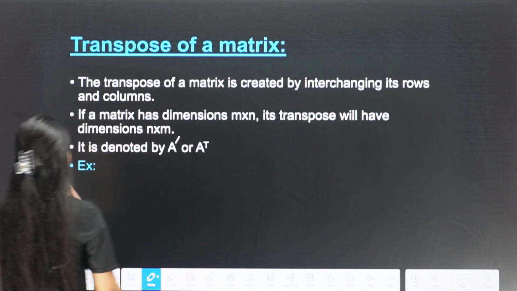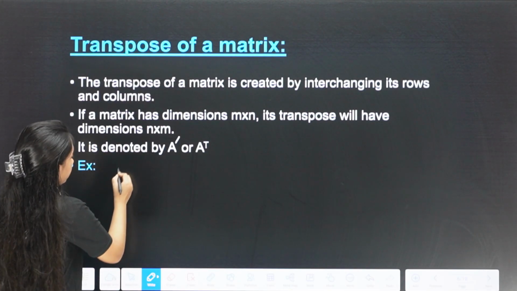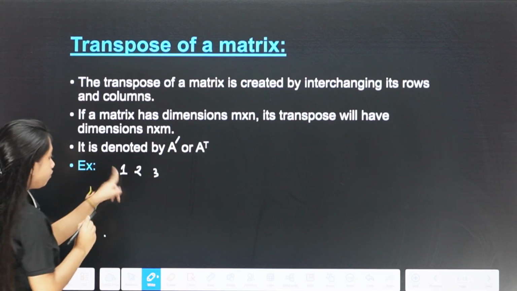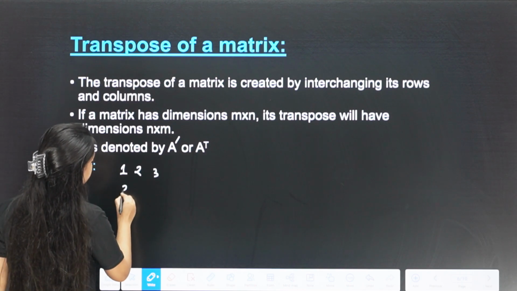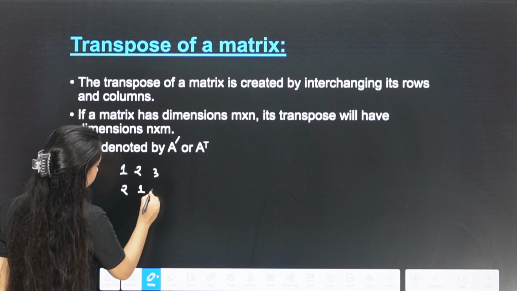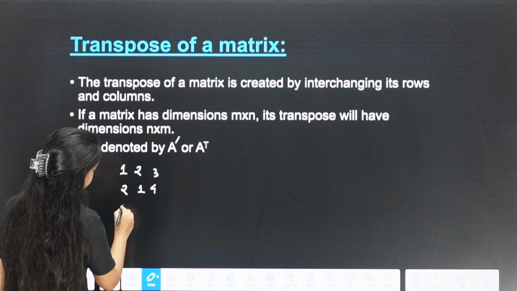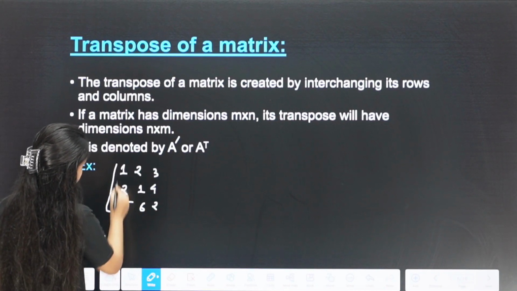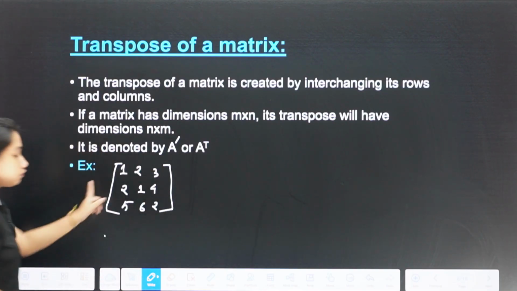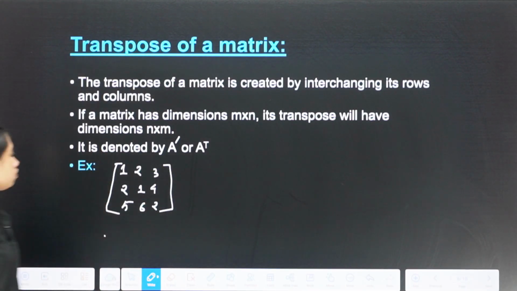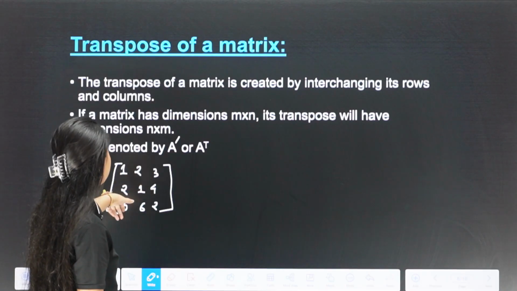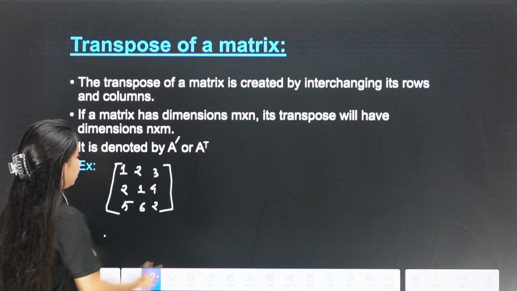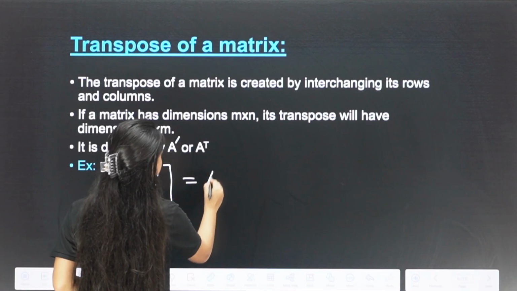For example, suppose we have a 3 by 3 matrix A with rows 1, 2, 3, then 2, 1, 4, and then 5, 6, 2. What would be the transpose of this matrix? We just interchange the rows and columns. That is the transpose of A.